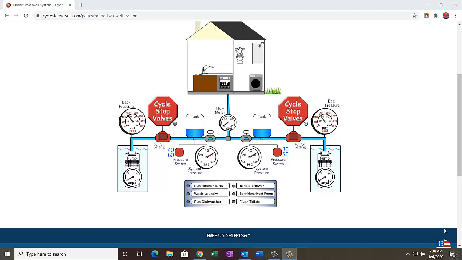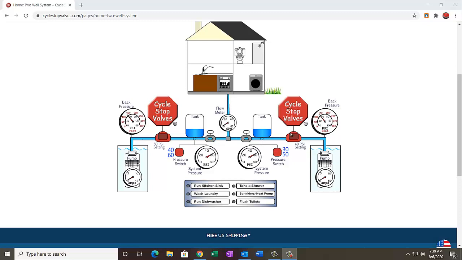Sometimes more than one booster pump or well pump is needed on the same water system. Simply staggering the pressure settings of the cycle stop valves and pressure switches can make multiple pumps work together regardless of whether the pumps are sitting side by side or miles apart. As long as they are teed into the same distribution pipes, the pump with the highest pressure setting will come on first, and the pump with the lowest setting will come on last.